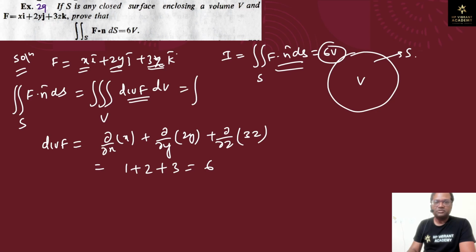Let us place that here. So this is a triple integration, and the divergence of f is 6, so this is 6 dV. So this is equal to 6 times the triple integration of dV, which is equal to 6V.